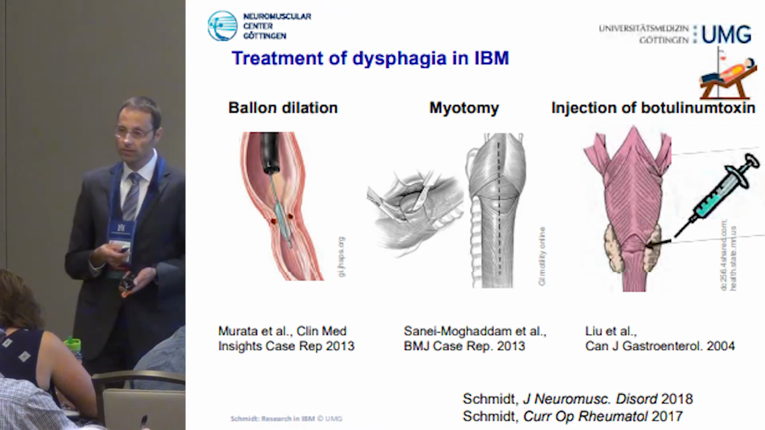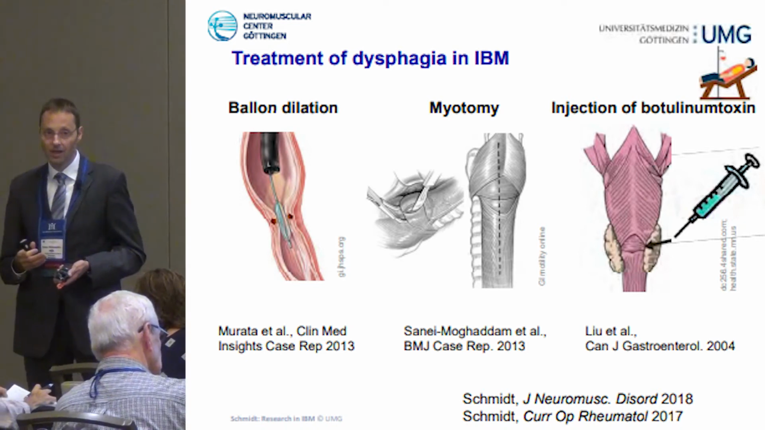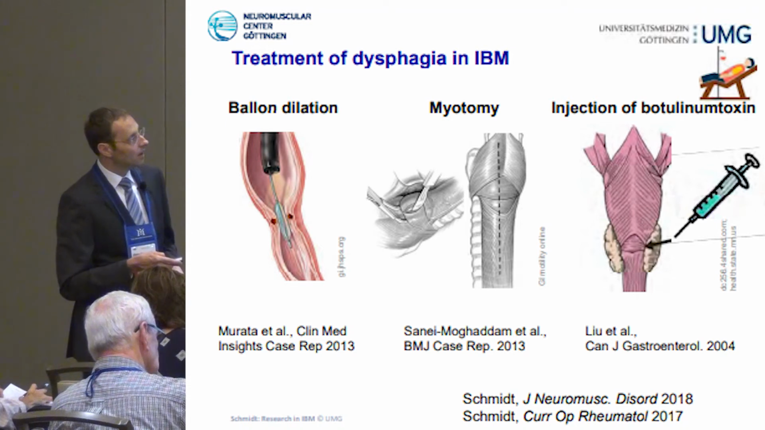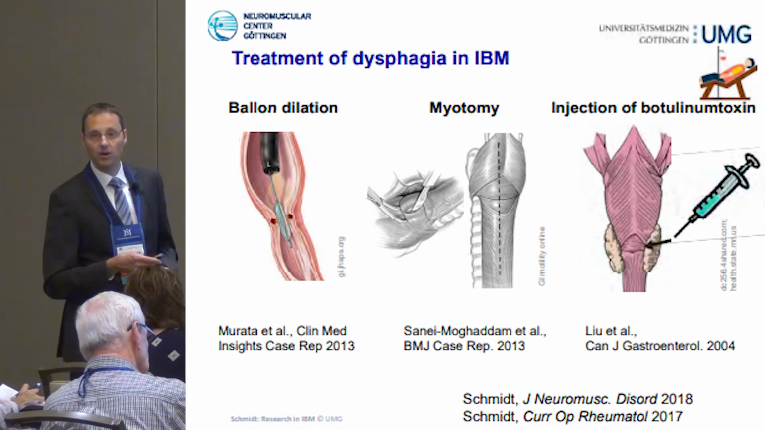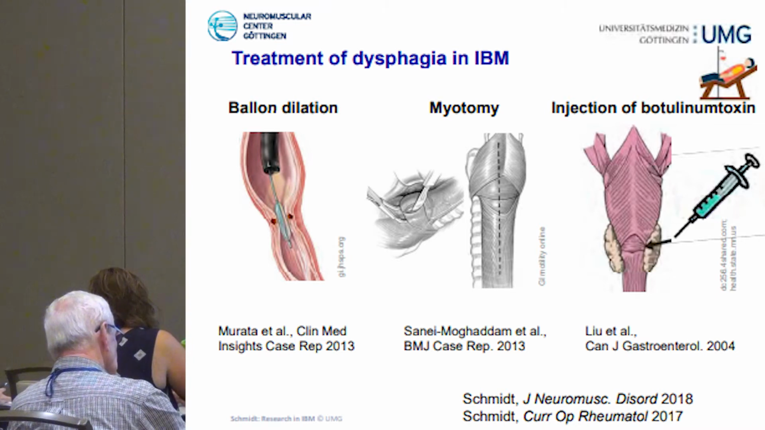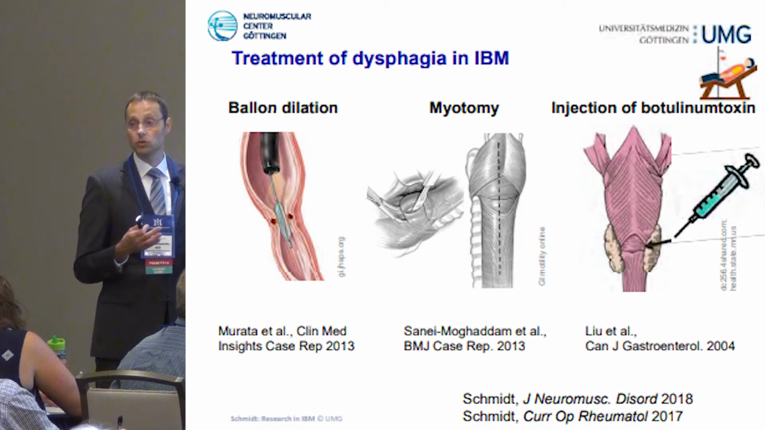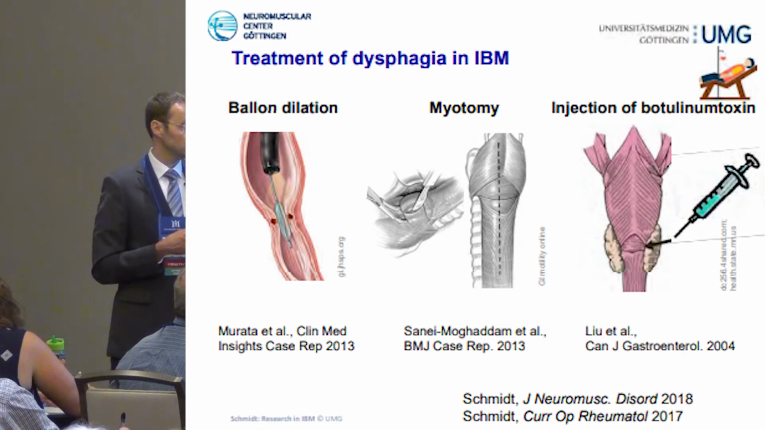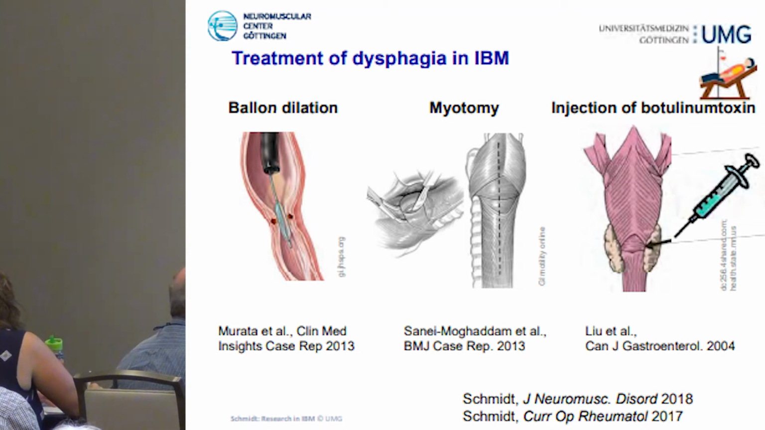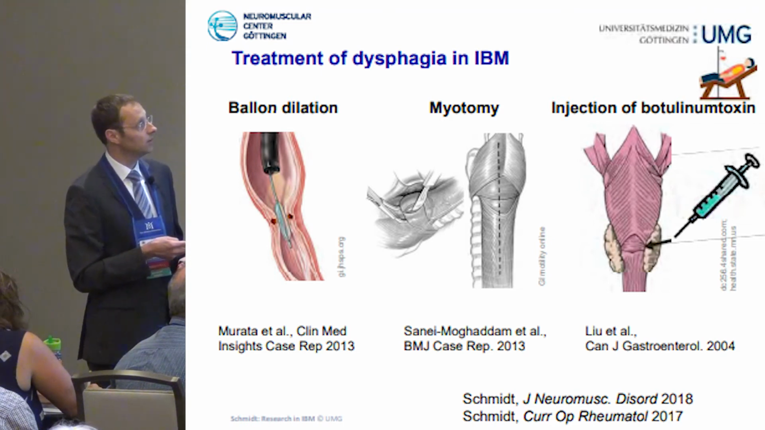Then there is a myotomy. This is a one-time and irreversible surgery of the upper esophageal sphincter. There will be an incision, and the swallowing will improve. But you may have other side effects because you may have reflux, and then you may have another cause for aspiration, which is, of course, very dangerous.